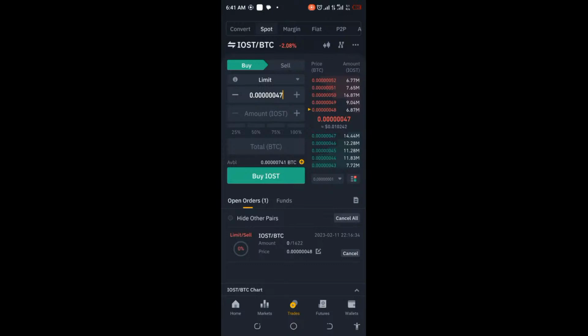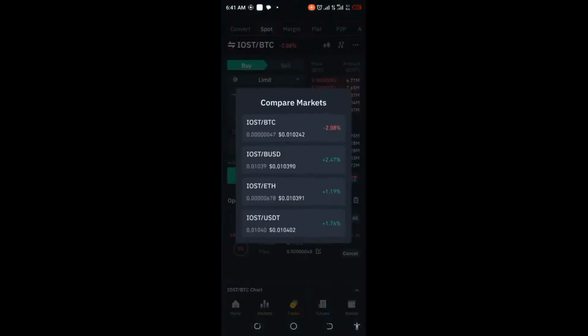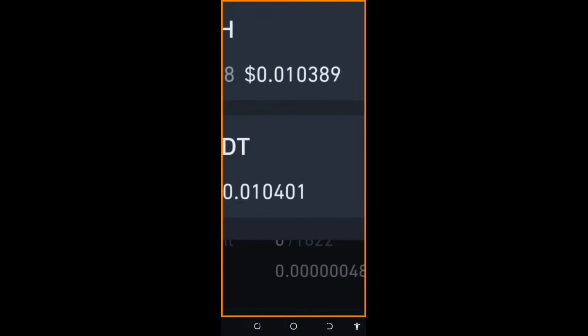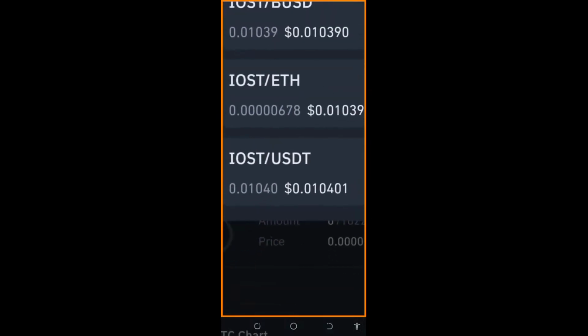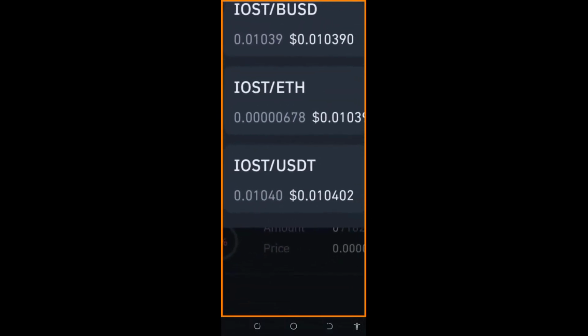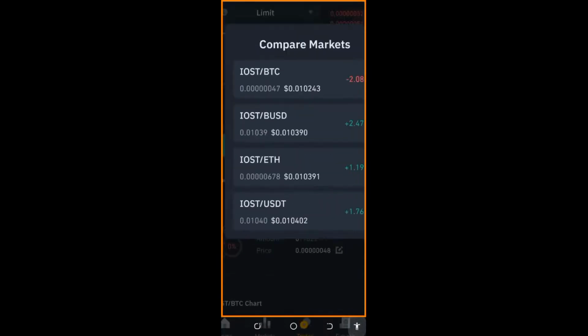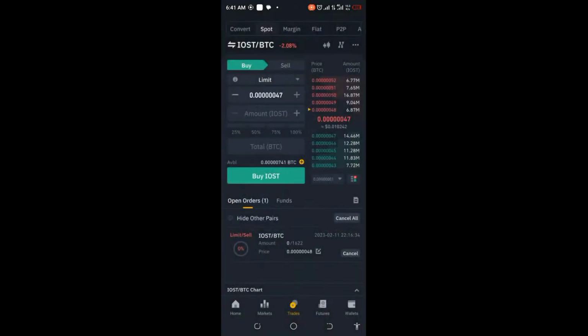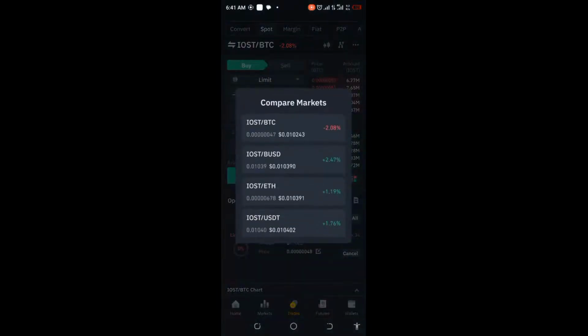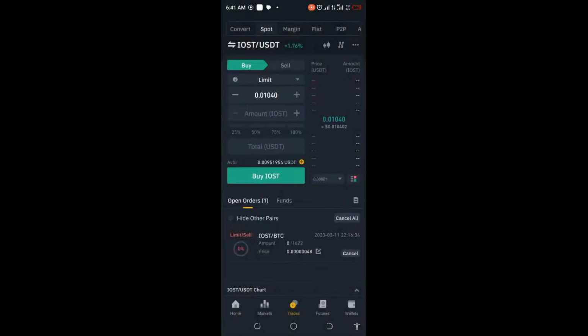Okay, so let me go and check the compare markets. Yeah, look at it. IOST USDT is actually 0.0104. So at this time, we can actually employ the boomerang strategy, where we'll do the sellback. We'll just check it and see if this is going to give us a profit. So let's put it there and simulate first.